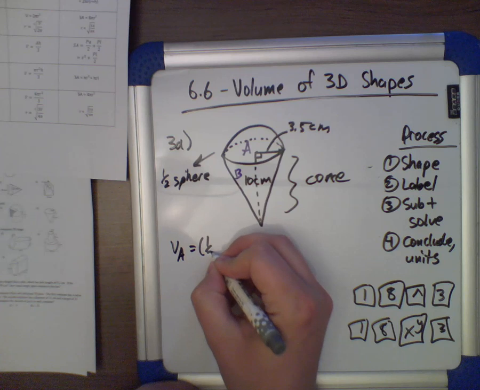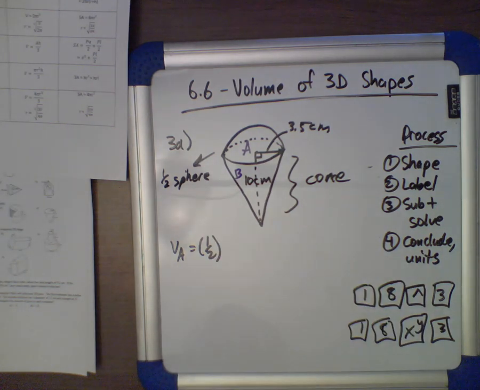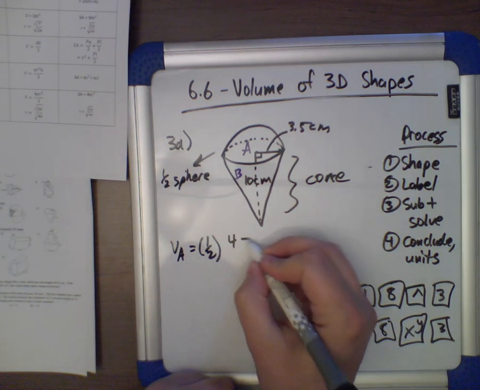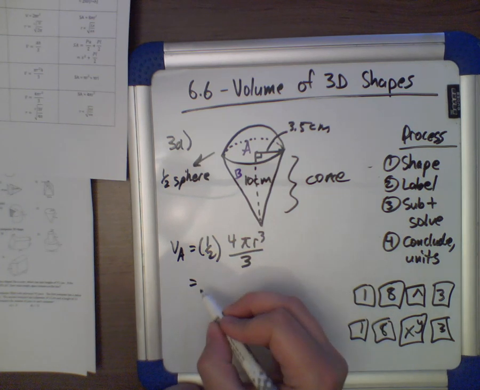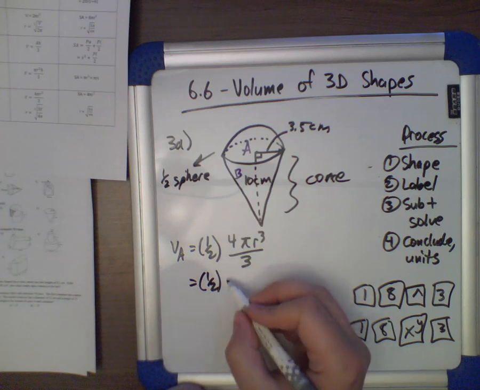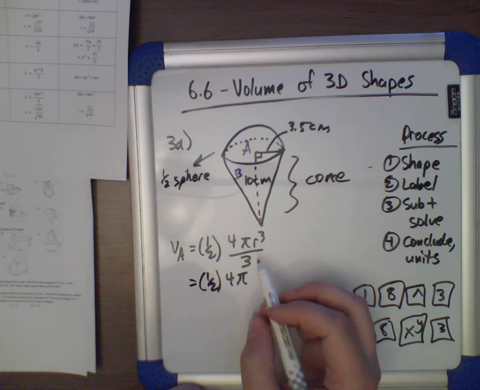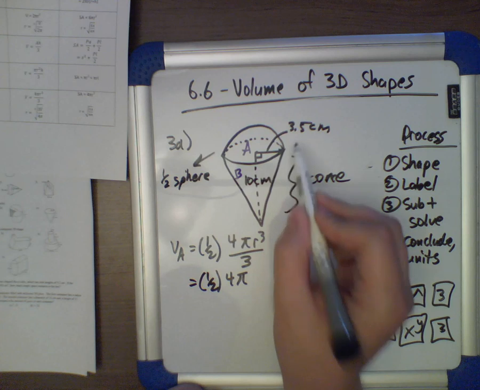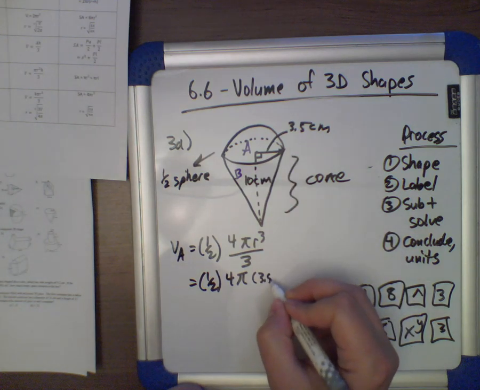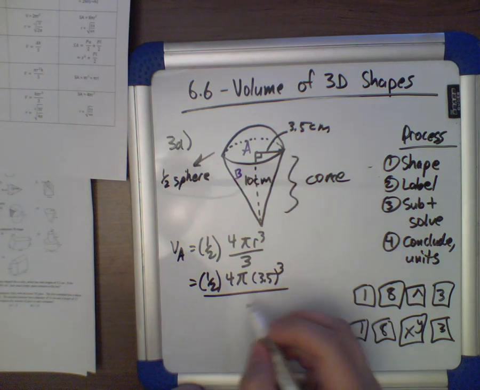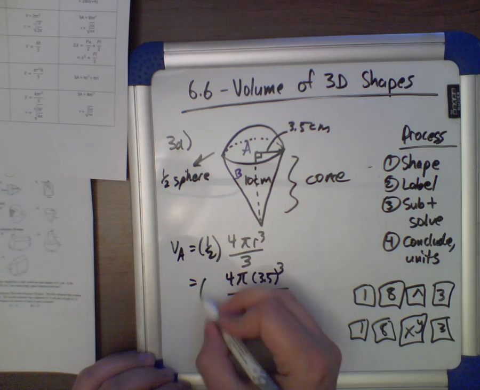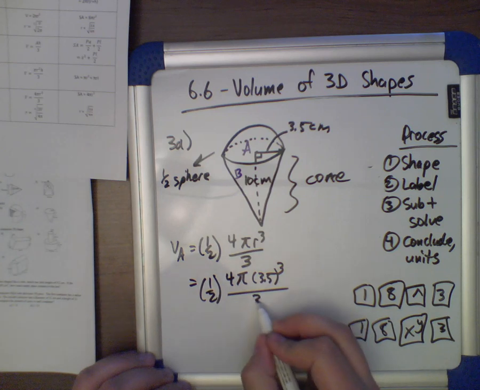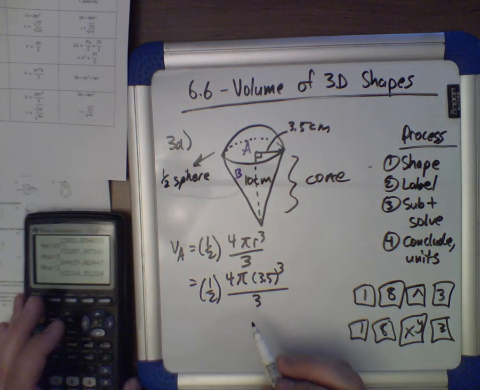We're going to have half of the equation for volume of a sphere, 4 pi r cubed over 3. Half, because half a sphere, 4 pi. What's my radius? It's given right here, 3.5 centimeters, so 3.5 cubed, divided by, actually that can stick out front, divided by 3.